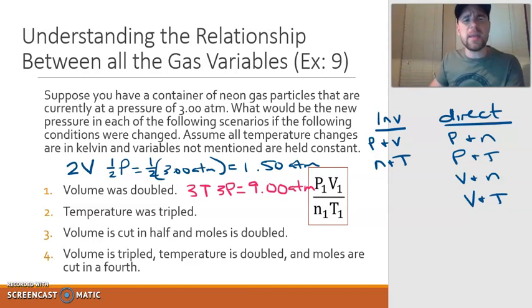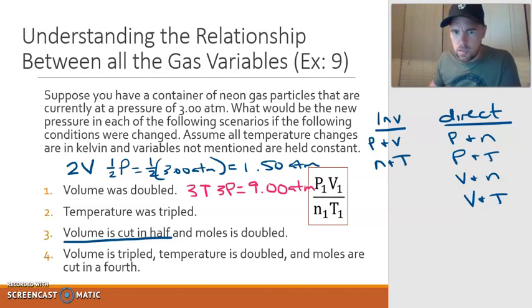All right, let's make it a little bit harder. Let's look at number 3. Volume is cut in half and moles are doubled. So you're changing 2 things. So what happens when you're changing multiple things? Deal with them separately and then combine them together. So let's just focus right now on volume is cut in half. Let's just focus on that one. So I'm going to do this off the side. Let me get a different color here.